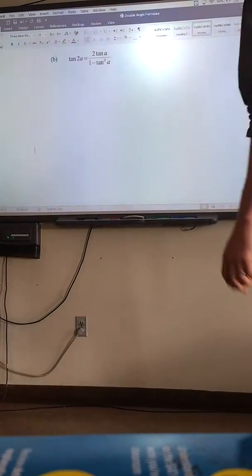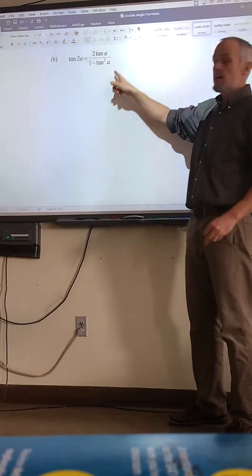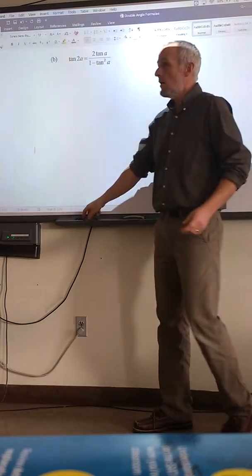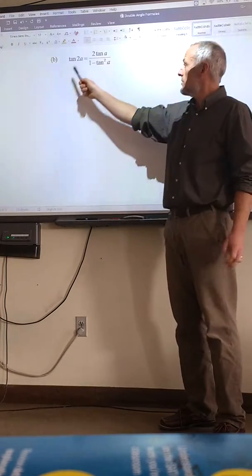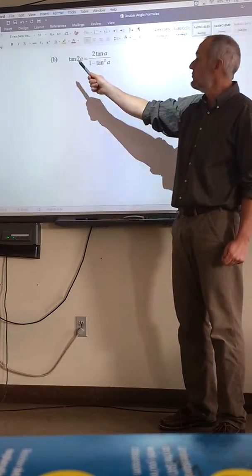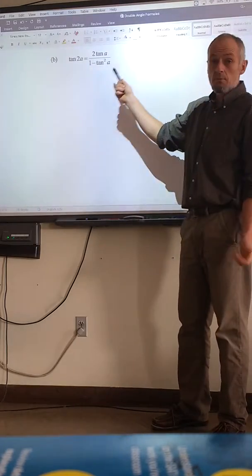Here we are with our second identity, similar to the one we just did. Again, I'm going to start on the more complicated side. I'm going to start on the right here, and I'm going toward tan 2a. Now, we do not have a double angle formula for tangent. We haven't proved it. In fact, this is the tangent double angle formula if you looked it up. But we're trying to prove why it's true.